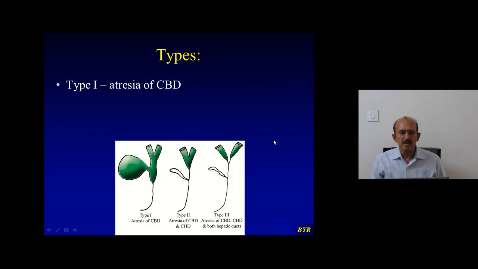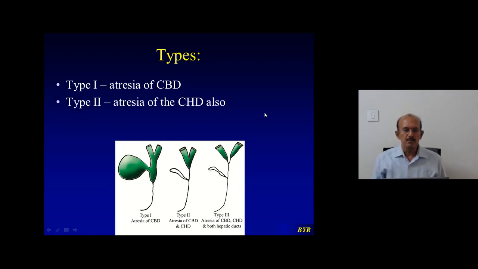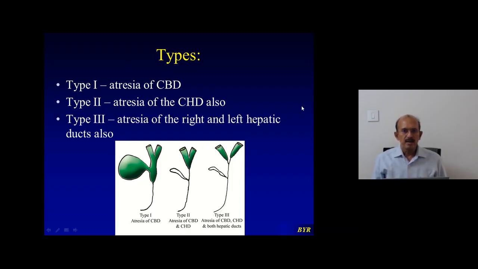Types of biliary atresia. Type 1, atresia of the common bile duct. The common bile duct is just like a fibrous band. Type 2, atresia of the common hepatic duct. That means the common bile duct, common hepatic duct, and gallbladder become atretic. Type 3, atresia of the right and left hepatic ducts also. The right duct and left duct are also atretic. So there will be proximal biliary dilatation.